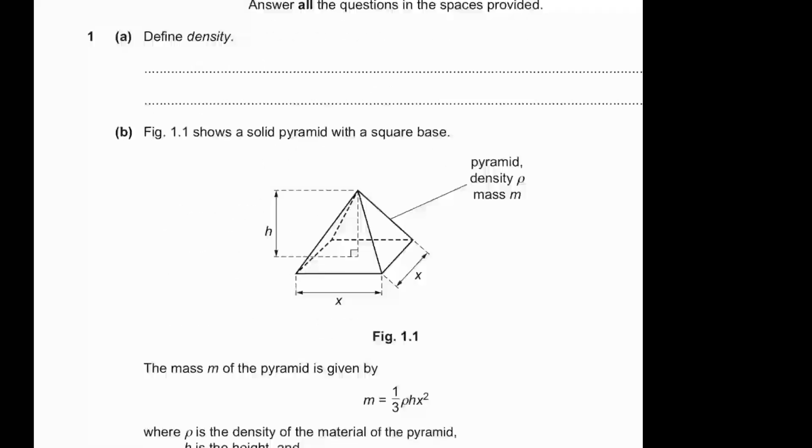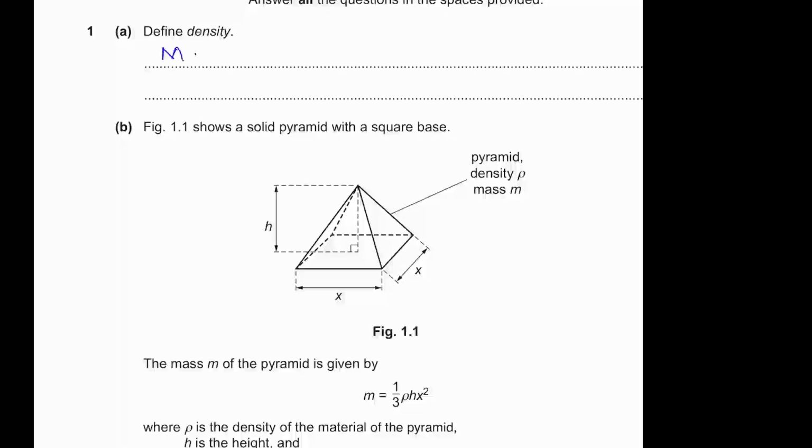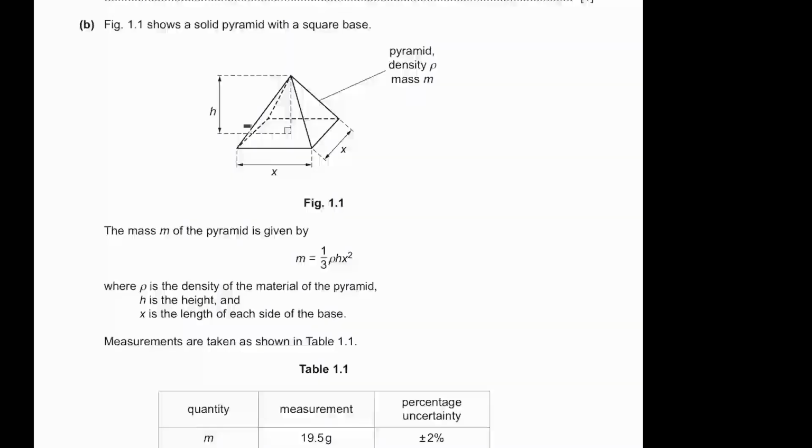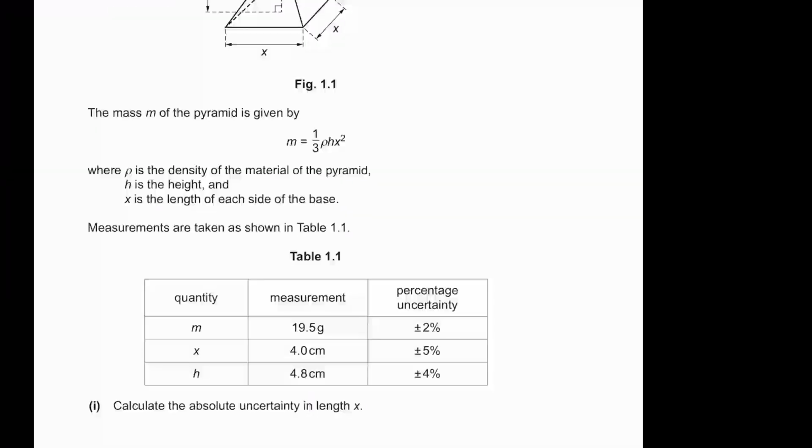Okay, define density. It is the mass per unit volume. The figure shows a solid pyramid with a square base. The mass M of the pyramid is given by M = 1/3 ρ h x², where ρ is the density of the material, h is the height, and x is the length of each side of the base. Measurements are taken and given in the table. Calculate the absolute uncertainty in length x.